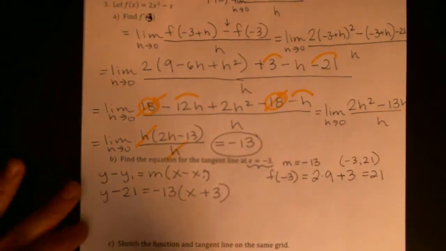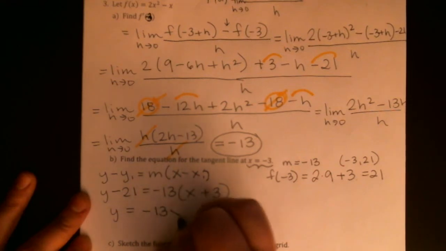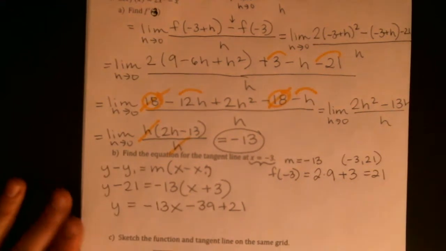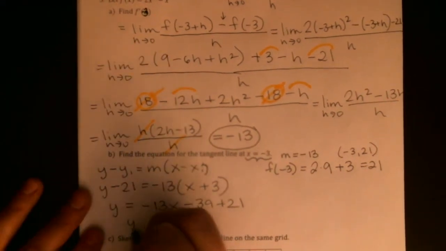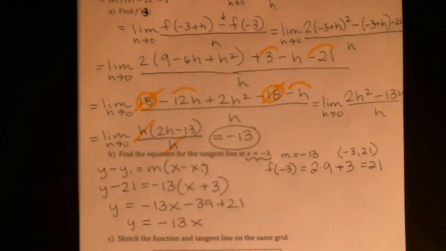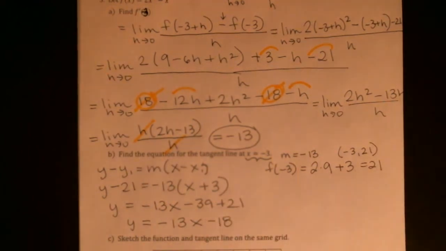become a plus 3. So it looks like we get y equals negative 13x minus 39, and then I'm going to add that 21 from the left. So the equation for my tangent line is y equals negative 13x minus 18. Okay, so there's the equation for my tangent line. And again, the putting it all together part of this will be checking a graph and making sure this looks right. So let's go ahead and finally do that.